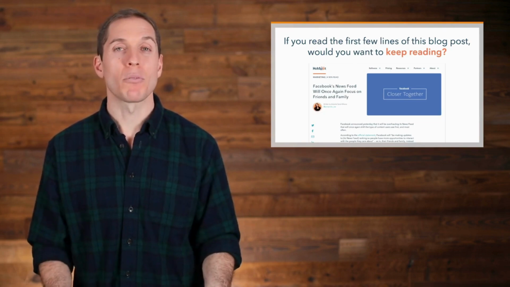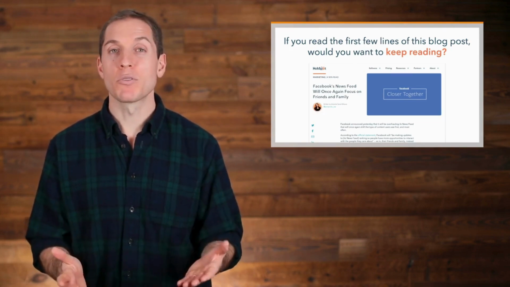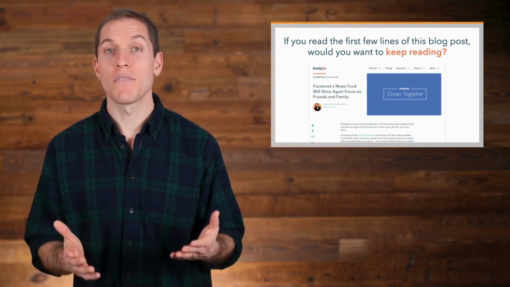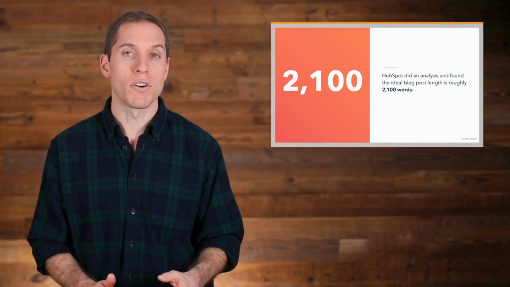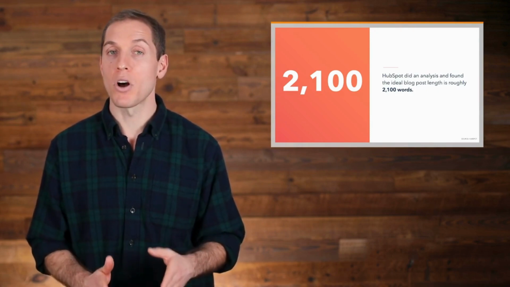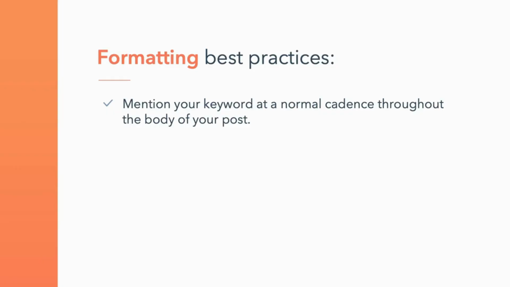And what about the rest of your blog post? The body of your blog post is where your readers will undoubtedly derive the most value. HubSpot did an analysis and found the ideal blog post length is roughly 2,100 words. But that will vary depending on your topic. Always solve for the reader first. Make sure you cover your topic in full and have met the expectations that your blog title promised. Let's review some formatting best practices to ensure you're creating effective blog posts that are remembered.